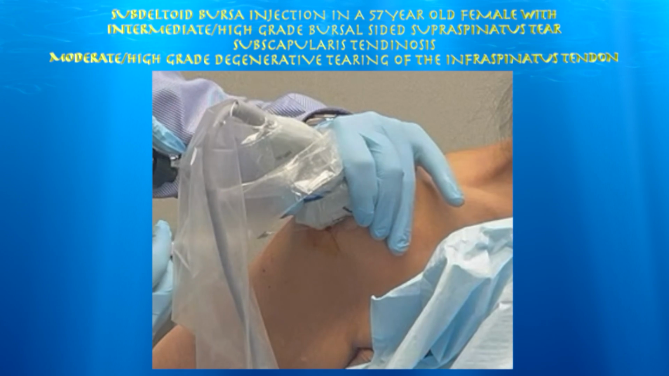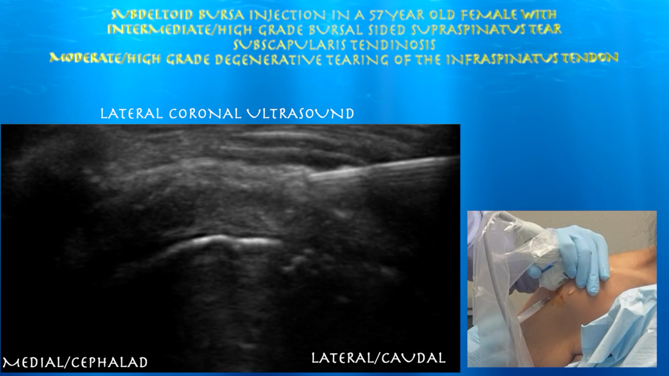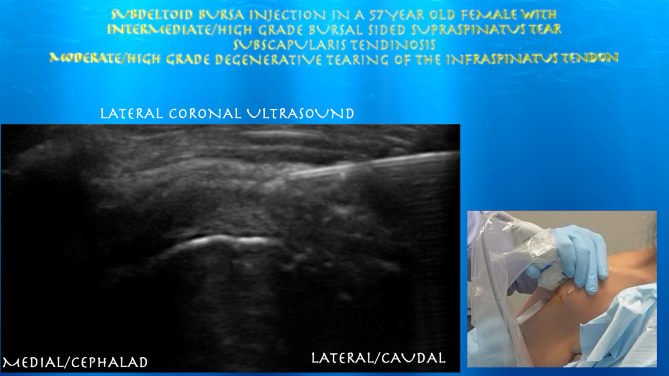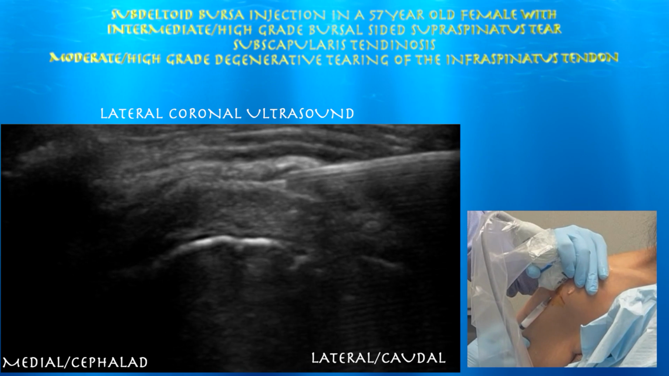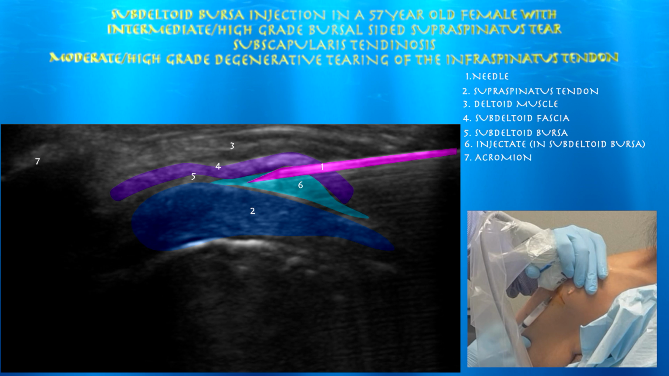Now we're starting the injection. Here you can see the needle going right into that subdeltoid bursa. You have to get under that subdeltoid fascia, which is at the underbelly of the deltoid muscle. Pretty good reverberation artifact as well. And here we're starting the injection.